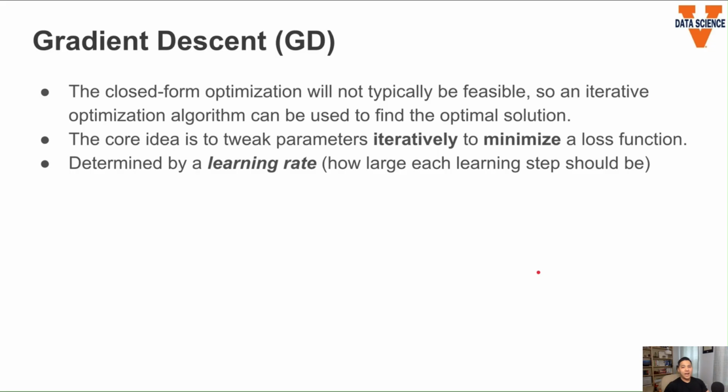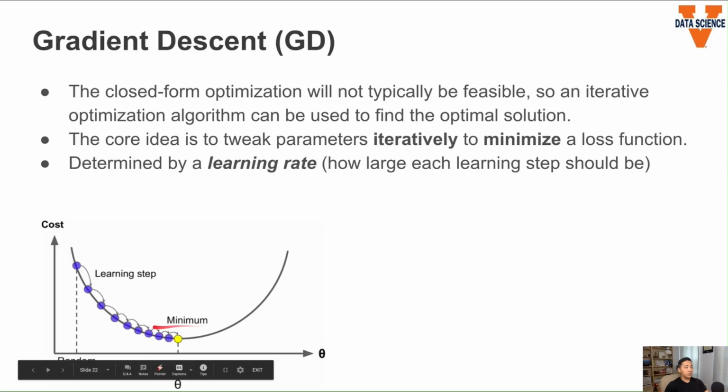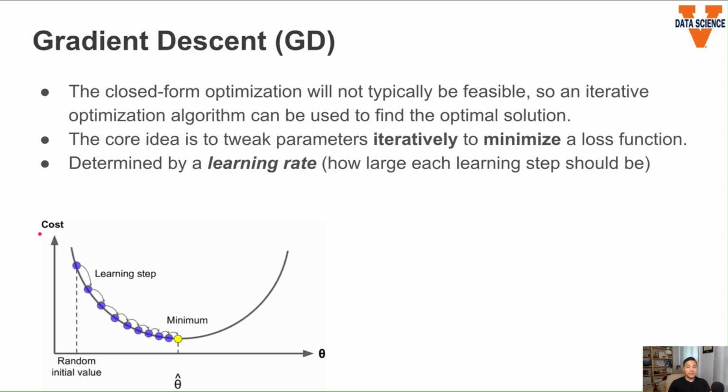Learning rate basically says how large each learning step should be, and we're going to talk about that in a little bit. To look at it more graphically, you can imagine this cost function represented by a quadratic curve, where the x-axis is the parameter theta, and the y-axis is the cost. Our goal is to minimize the cost, right?